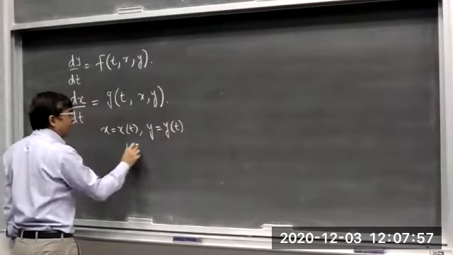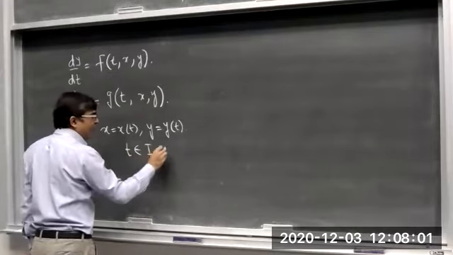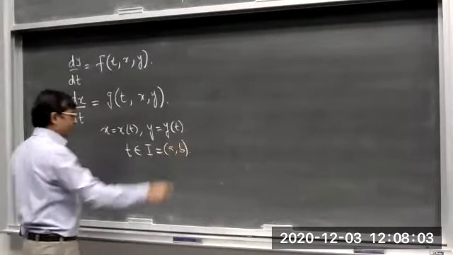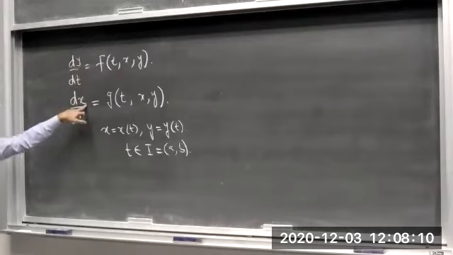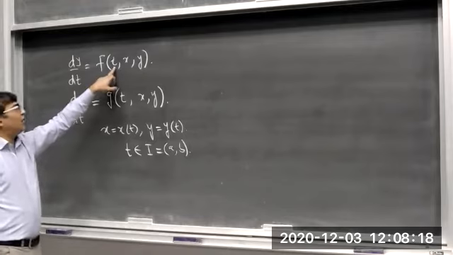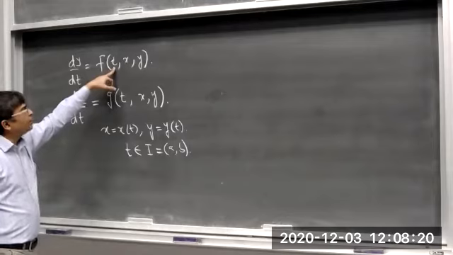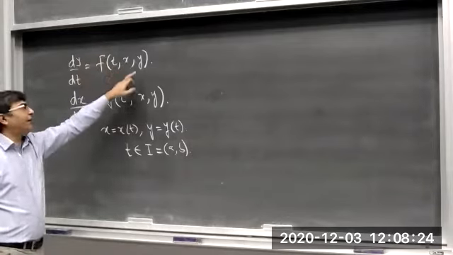T is only an independent variable which belongs to some interval I, which could be ab, where a and b belong to R. Y is dependent, x is dependent, and they depend on t because the derivative is with respect to t. So it could be a function f of t, the independent variable, and the dependent variables.